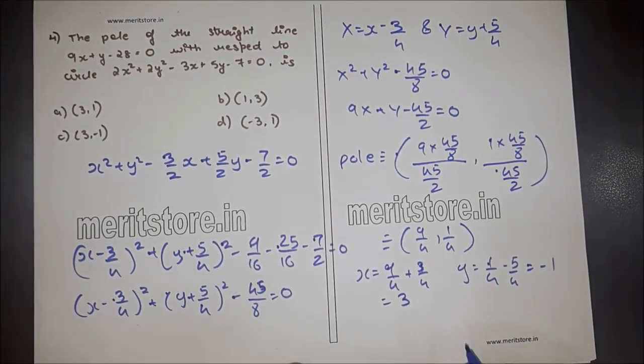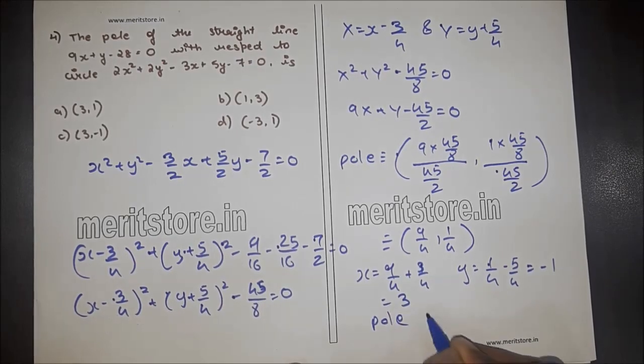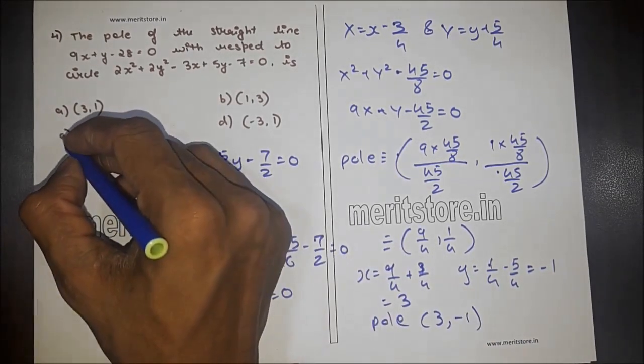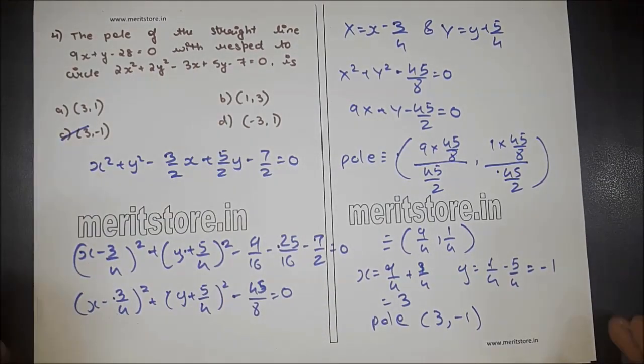Therefore, hence the pole we get as (3, -1), which is our option C. Therefore, option C is the correct answer.